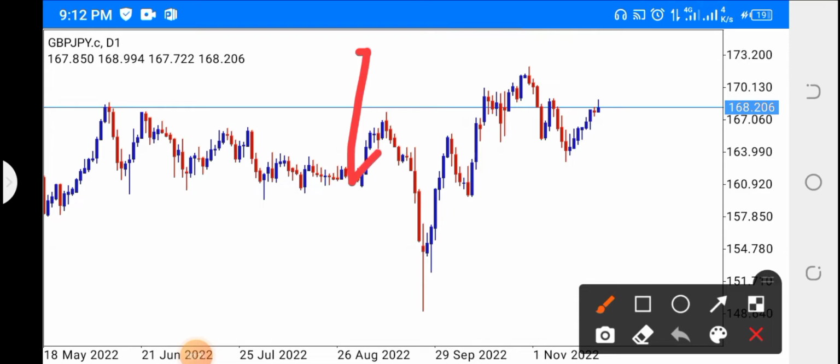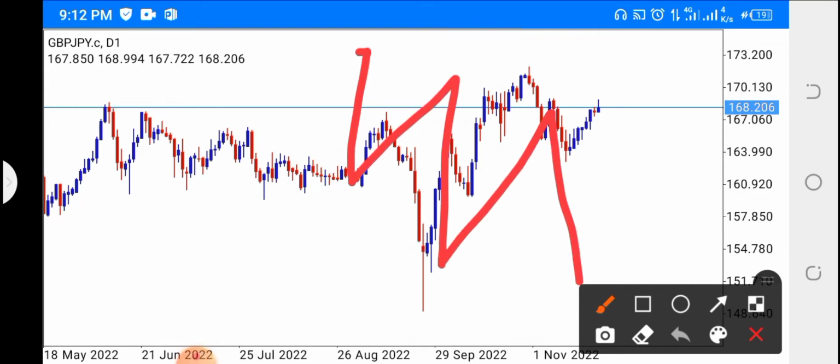This is what a bearish structure, a bearish trend, looks like.